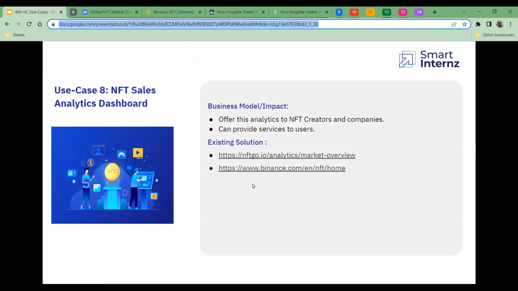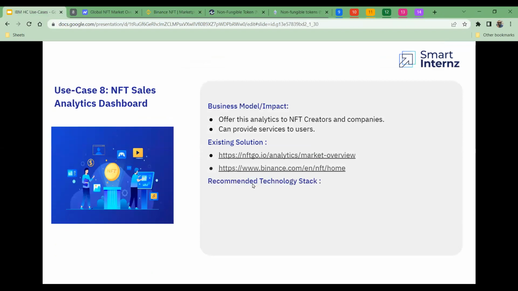Let's look at the recommended stack we can use to build an analytical dashboard of NFTs. We need data analytics to perform analytical things. We can also use machine learning and Cognos Analytics. Cognos Analytics is a BI tool developed by IBM. We can use it to perform all the analytical things. These are the recommended stacks. You can use any one of them, or by researching you may find something different that you want to use, and you can use that. So that's about the recommended technology stack.